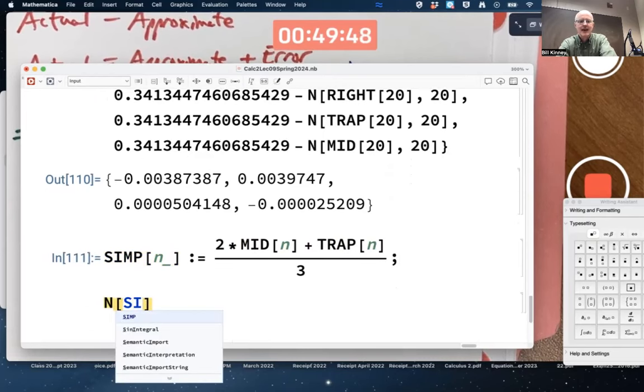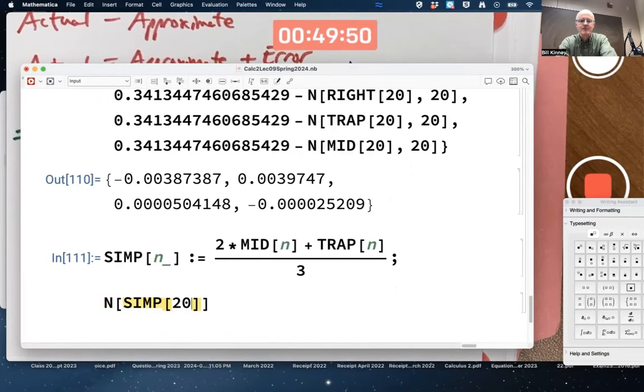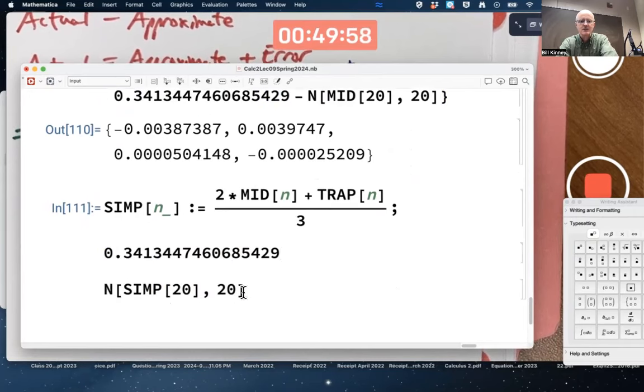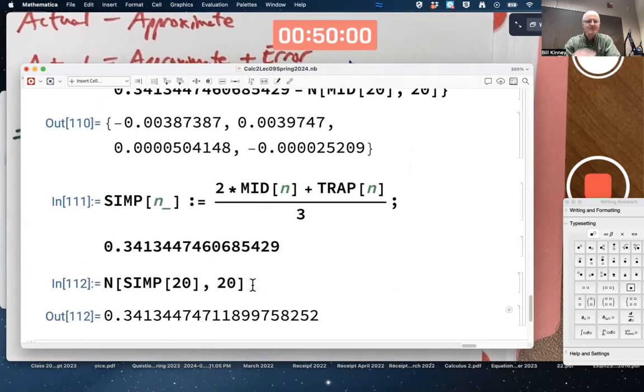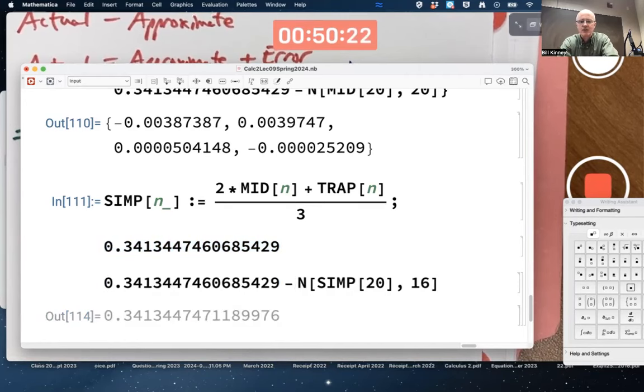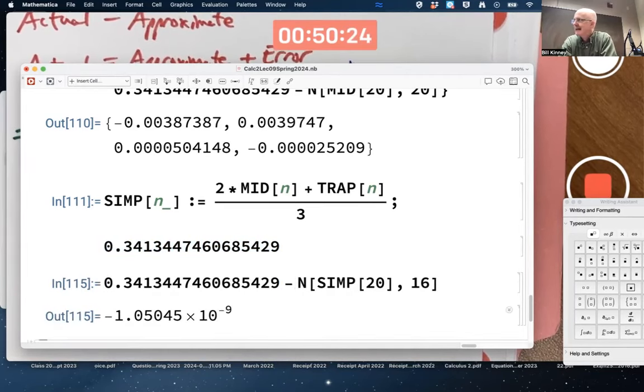If I do n simp of 20, the 20 decimal places, it should be really close to this best approximation. To fewer places. How much do these agree? They agree this far. Pretty good. If I try to do the error calculation, actual minus approximate, on the order of 10 to the negative 9 when n is 20.